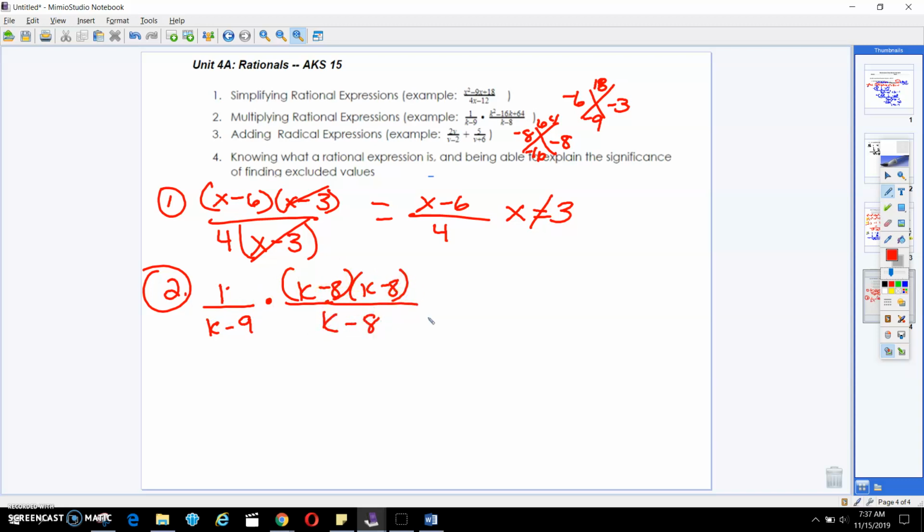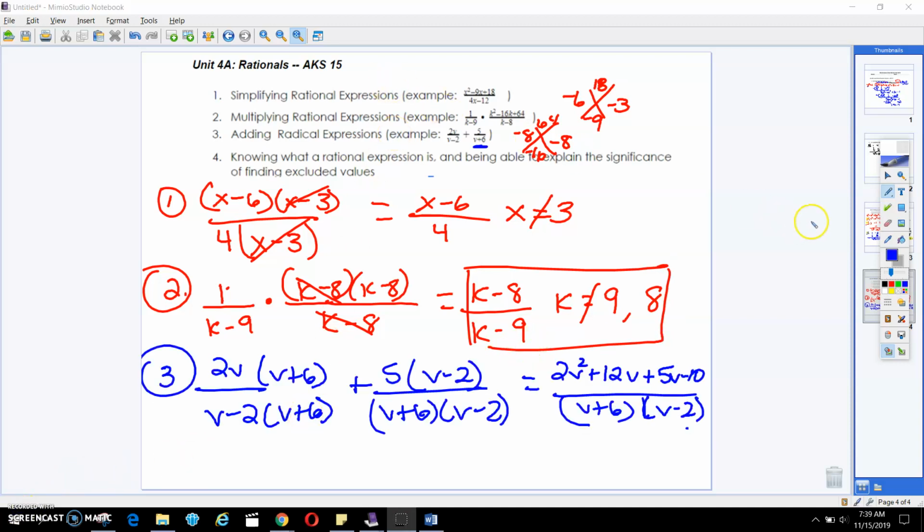All right, so we're going to cancel out 1 in the top, 1 in the bottom. Remember, trick-or-treating, you can only pick 1 piece of candy from the top, 1 piece of candy from the bottom. So this will leave me with k minus 8 over k minus 9, where k cannot equal 9 because it's in the denominator, and 8 because we canceled it out.